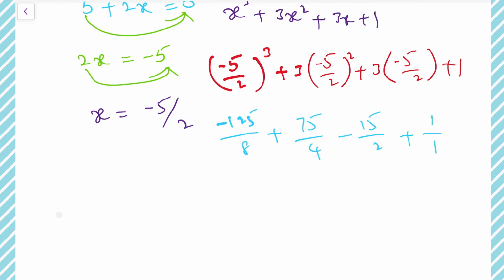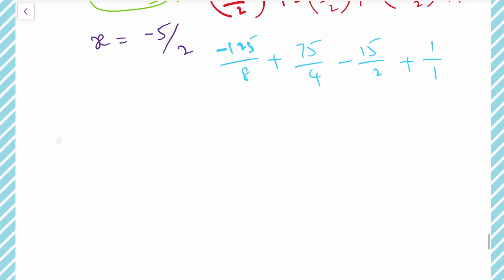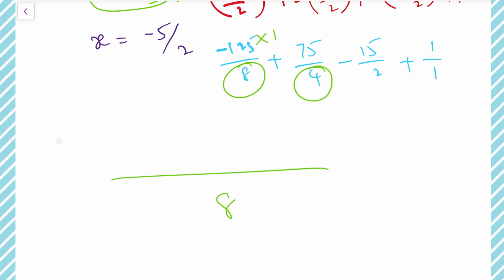Now if you observe all the denominators are different, so we need to find the LCM. LCM of 8, 4, 2, 1 is 8. So LCM is 8. In the 8 table, where we will get 8, 8 1s are 8, so multiply with 1. In the 4 table, 4 2s are 8, so multiply with 2. In the 2 table, 2 4s are 8, multiply with 4. In the 1 table, 1 8 is 8, so multiply with 8.